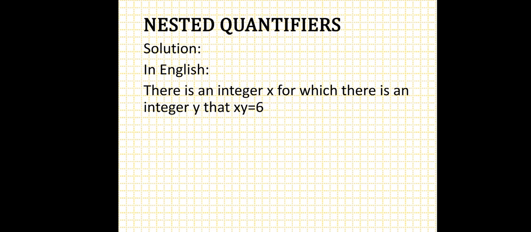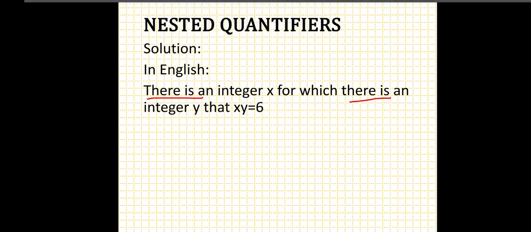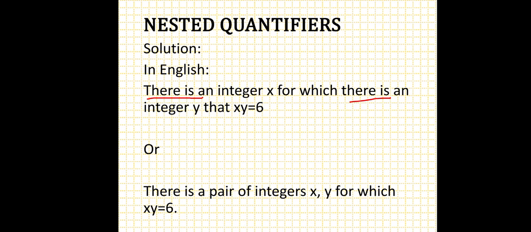equal to 6. So, since our quantification is the existential quantification, meron tayong ma-term na there is, no? There is. So, simply to say, meron lang daw isang element na nag-exist para sa ganitong function. Okay? So, there is an integer x for which there is an integer y such that xy is equal to 6. Or, pwede din, there is a pair of integers x, y for which xy is equal to 6. Yan yung kanyang English sentence.